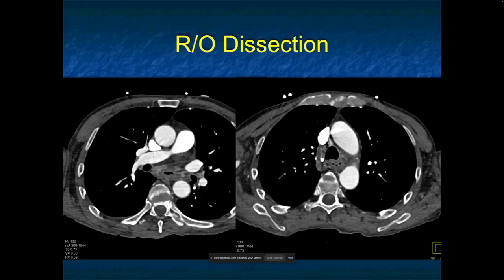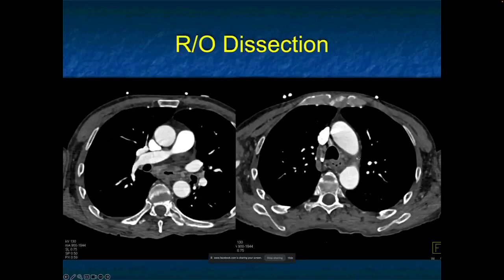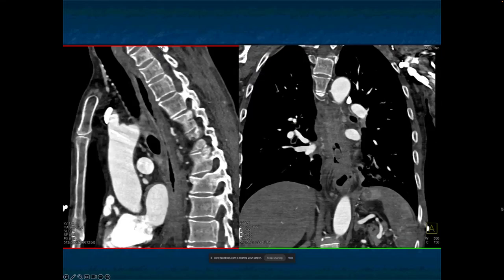Study is done to rule out dissection. Aorta looks pretty good, but what you see really impressive is a thickened esophagus. Thickening of the esophagus, you don't want to overcall or undercall, but if you keep looking at this case, on the sagittal and coronals, there's really significant thickening. You would even wonder on these images, perhaps, if the patient has a perforation.